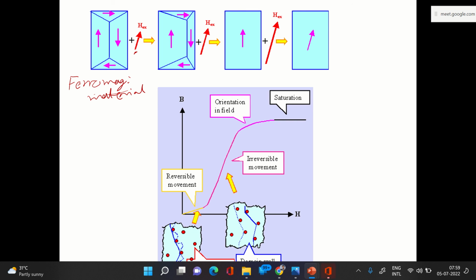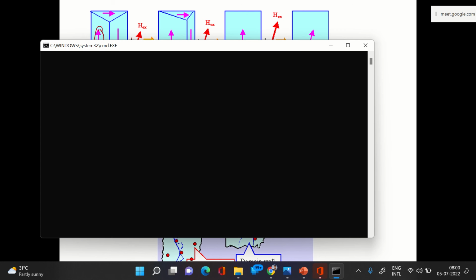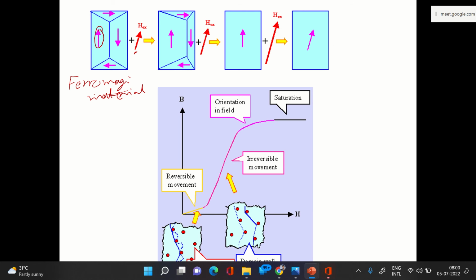ferromagnetic material. It has domains. So four domains that you can see, and only one of them, this domain, is not really aligned to the external magnetic field, but it is closest to that situation. It is closest to the HEX. So what will happen? This domain will start growing. See, this domain grows in size.